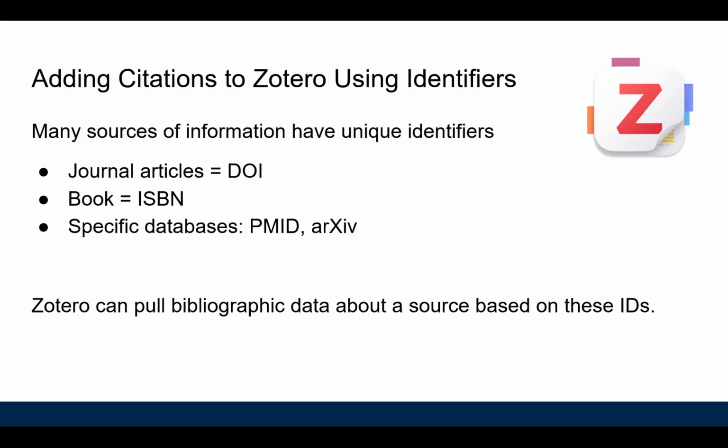Amongst many other ways to add citations into Zotero libraries, you are able to add them by the unique identifiers that they own. A DOI is a digital object identifier, and a lot of journal articles and other online sources will have these, especially if they're coming from an academic source. With books, you are able to use the ISBNs. Other specific databases like PubMed or arXiv also have specific IDs that Zotero is able to pull bibliographic information from.